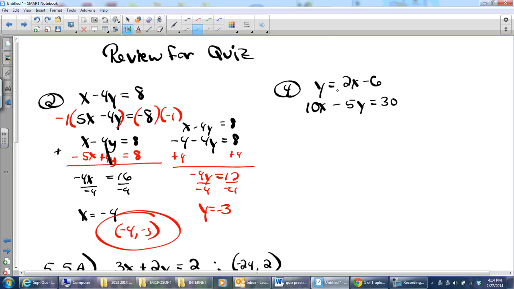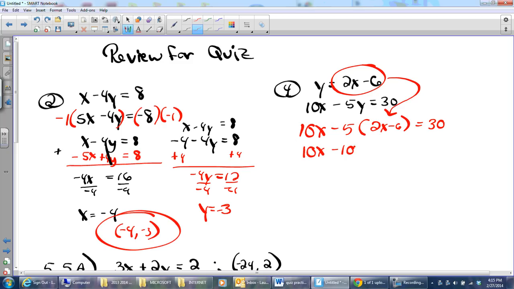I think I'm going to do this one by substitution, mainly because I did the last one by elimination, and partially because y is already alone. So I'm going to go 10x minus 5 times the quantity of 2x minus 6. That's going to equal 30. So I'm going to take this and I'm going to put it right there. So I'll get 10x minus 10x plus 30 equals 30. Be careful on your distribution here. It's a negative 5 that's being distributed. So negative 5 times 2x is negative 10x. Negative 5 times negative 6 is positive 30.